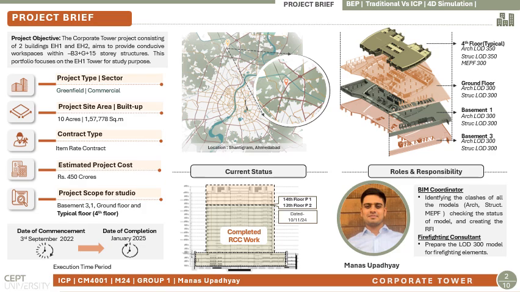As of 10th November 2024, the current status of our project is that we are at the 13th floor pour 2 and 14th floor pour 1. The RCC work is completed up to that date. I am the BIM coordinator. I have identified all the clashes of the architecture, structure and MEP models, checked the status of all models, and created the RFIs. I am also a firefighting consultant, so I have prepared the LOD 300 model for the firefighting elements.